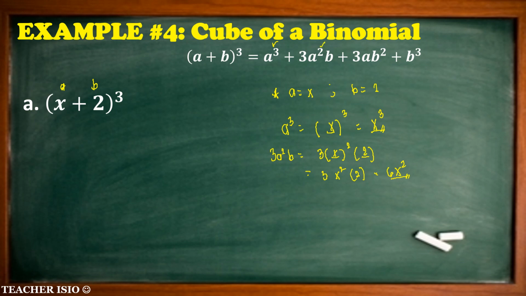So now let's have 3ab squared. So again, we have 3 times blank, blank squared. So what is the value of a? Again, we have x. How about b? We have 2. So let's simplify. So we have 3 times x, we have 3x. 2 raised to 2, we have 4. So 3x times 4, we have 12x.